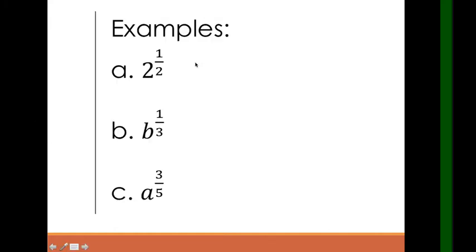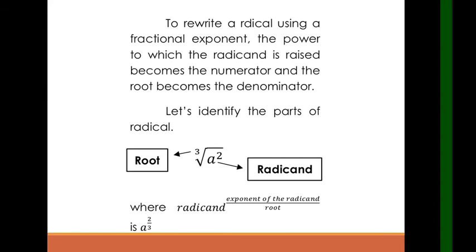Examples: 2 raised to 1 half, b raised to 1 third, and a raised to 2 fifths are examples of rational exponents. 1 half, 1 third, and 2 fifths are rational exponents. To write a radical using a fractional exponent, the power to which the radicand is raised becomes the numerator and the root becomes the denominator.